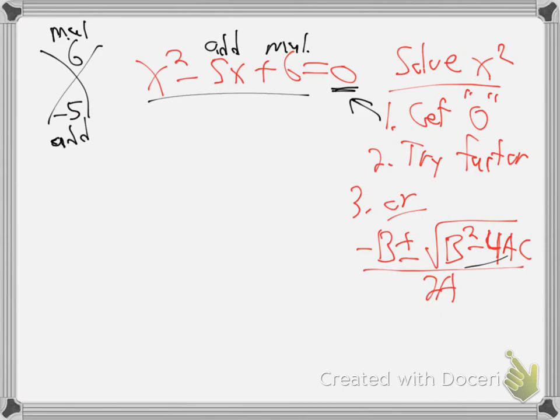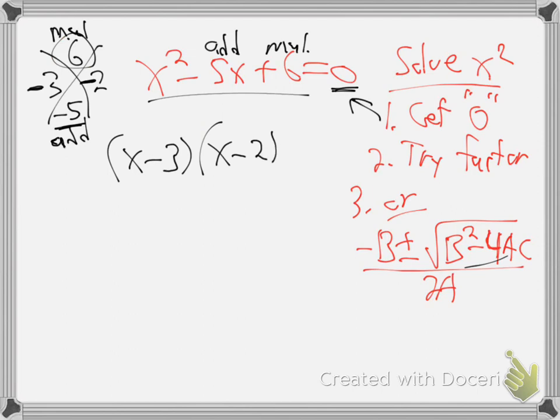So what times what is 6? What two numbers multiply to be 6? 2 and 3. Either order doesn't matter. But the signs matter. How do they add to be negative 5? Both negative, right? Minus 3 and minus 2 make negative 5. Two negatives multiply to be positive 6, don't they? So that's my pair. It's going to be x minus 3, x minus 2.